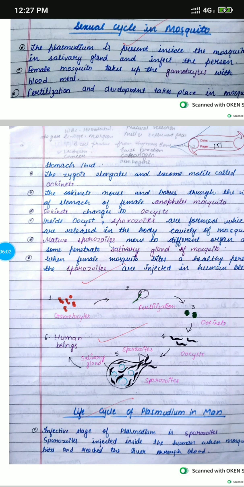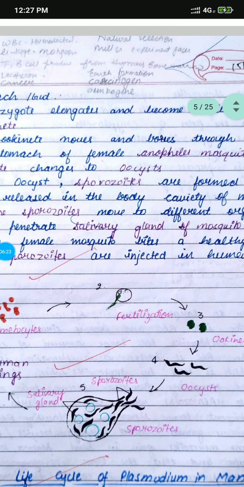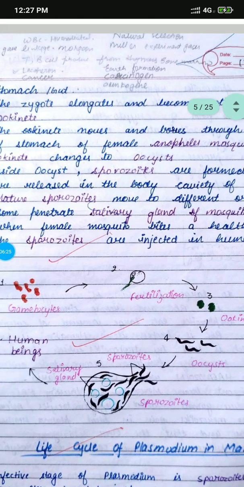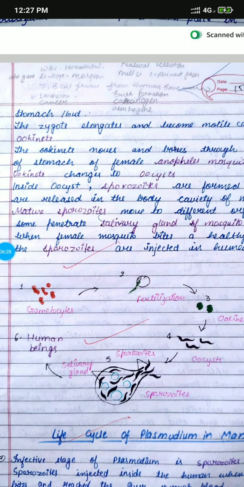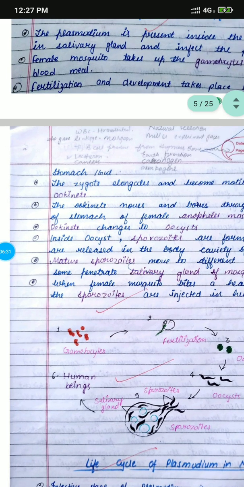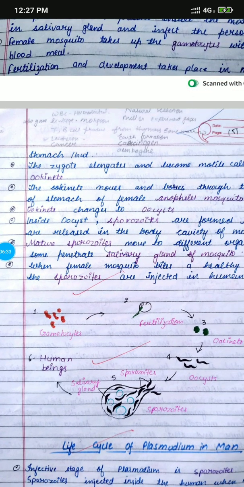First of all, when the plasmodium is present in the mosquito, in the salivary gland, it infects the person. The female mosquito takes up the gametocytes. So gametocytes are taken from the blood smear, which goes inside the body of a mosquito. The second part is fertilization. It forms an oocyte. At the starting of the time when a female mosquito bites any person, it takes the gametocyte with the blood meal.